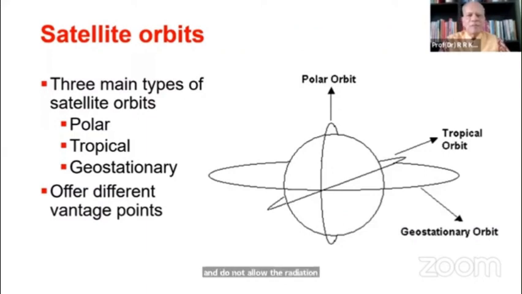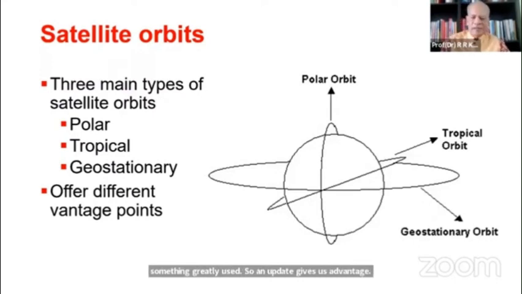There are different types of orbits in which a satellite can be placed. The most popular orbit is the polar orbit. The geostationary orbit is also equally popular. And the tropical orbit is something rarely used. So an orbit gives us a vantage point, a different vantage point from different places. We can see the weather and the Earth and have a look.